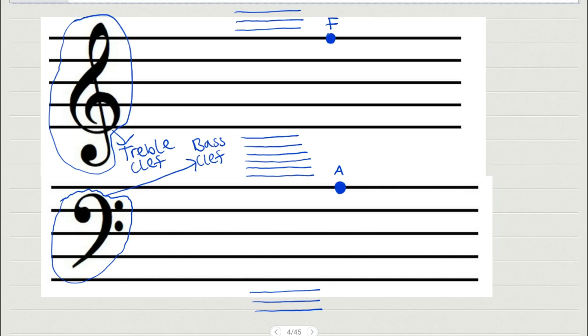In the next lesson, we're going to be looking at how to name the notes on the stave that the bass clef is on and how to name the notes on the stave that the treble clef is on.